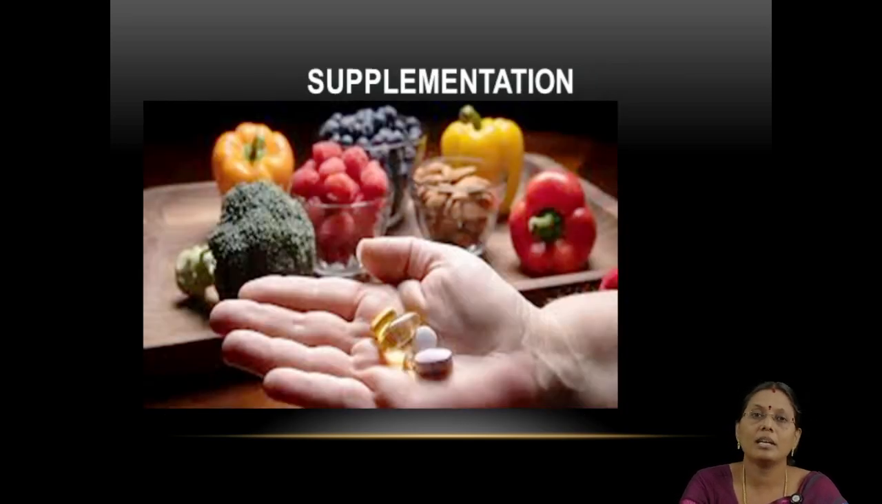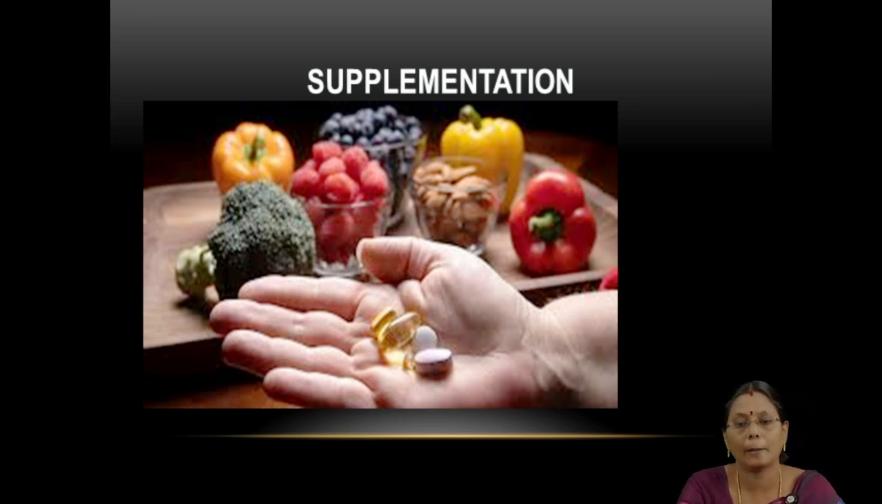The next will be supplementation. Supplementation means supplying iron in the form of tablets. For children, 100 milligram of elemental iron and 20 microgram of folic acid will be given. For adolescent girls, 100 milligram of elemental iron and 500 microgram of folic acid will be provided in the form of tablets.